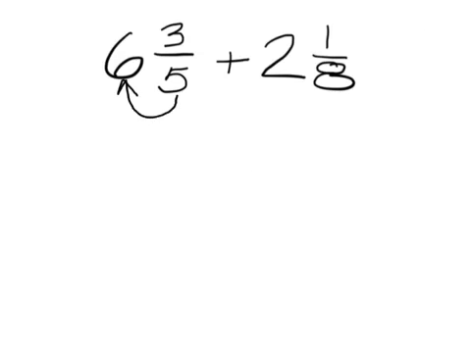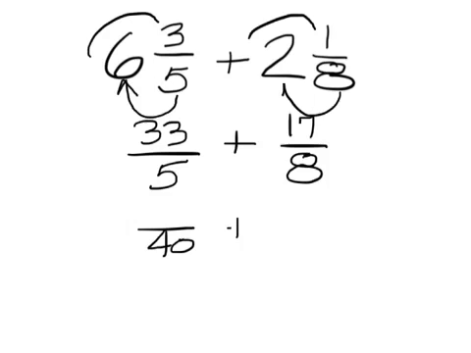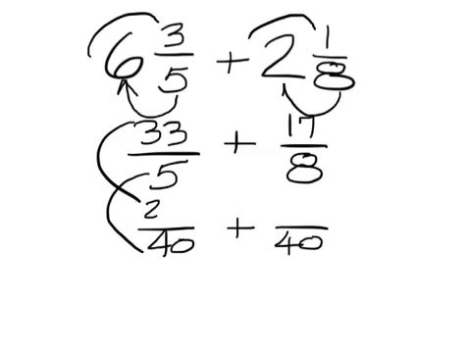5 times 6 is 30, plus 3 is 33. And then 8 times 2 is 16, plus 1 is 17. The common denominator here should be 40. So you're going to multiply 5 by 8 to get 40. 33 by 8 would be 240 plus 24, 264. And then 8 times 5 to get 40. 17 times 5 is 85.